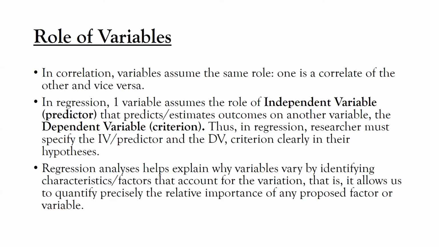So yeah, that's what regression can help with by identifying what factors and characteristics significantly account for the differences or variations in scores or outcomes on the criterion or the dependent variable. It allows us to quantify precisely the relative importance of any proposed factor or variable. So let's say in self-esteem, what factors correlate with self-esteem? Is it sex assigned at birth, birth order, what else? Culture, so ethnicity, age, no?